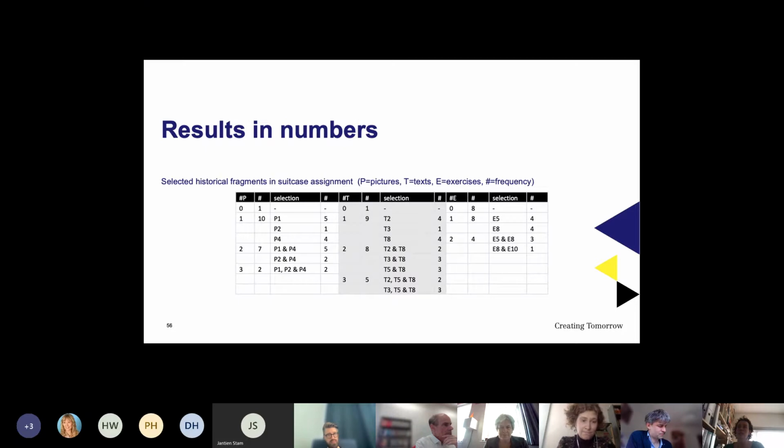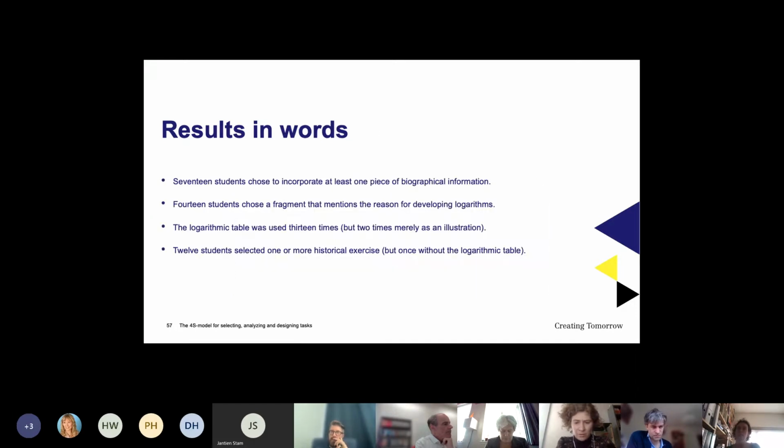We counted which fragments were chosen and which combinations of fragments were chosen. In this table, you can only see the historical fragments. They also chose non-historical fragments, of course. So this is just one way of looking at it. And I think I'm going to go to the interpretation, which is more interesting, right away.